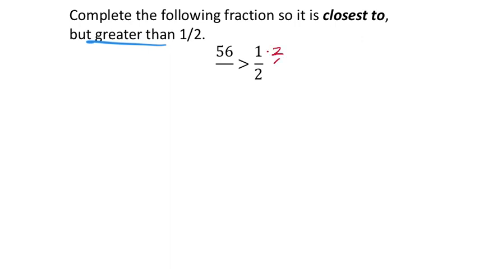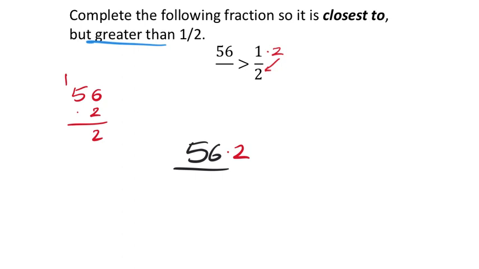I know I'd have to take 1 and multiply it by 2 to get this denominator. So if I was looking at a fraction with a numerator of 56, I would multiply it by 2 to get the new denominator. Well, 56 times 2: 2 times 6 is 12. Carry that 1 over into the next place value. 2 times 5 is 10, but adding the 1 that we already had carried over makes that 11. So we have 112 as our denominator.